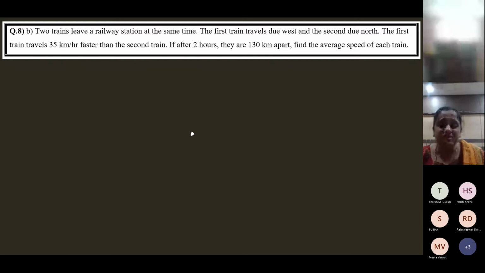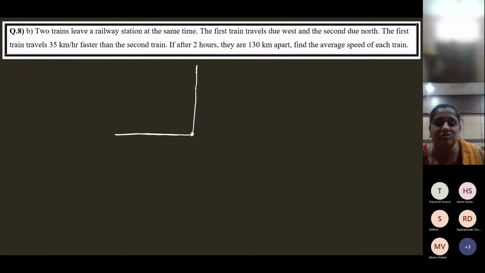So from the same railway station, two trains leave at the same time. The first train travels towards west. So like this, it's going. Towards west, it's traveling. So this is the distance it's covering. Then the second due north, the second one is going like this. It's traveling like this.